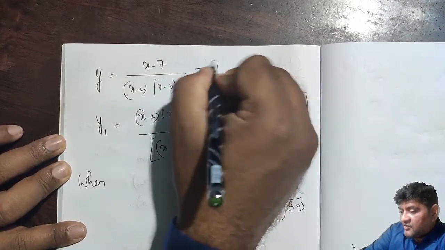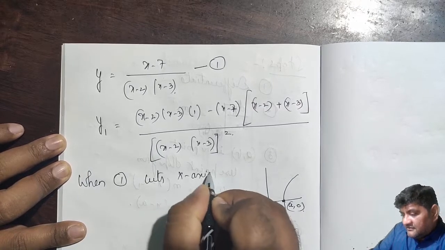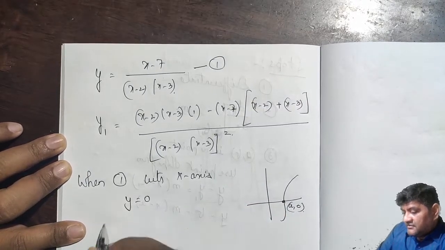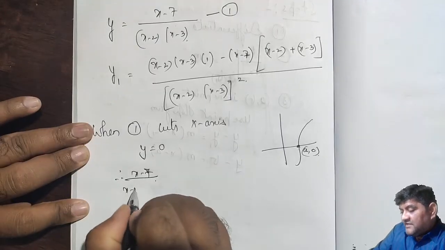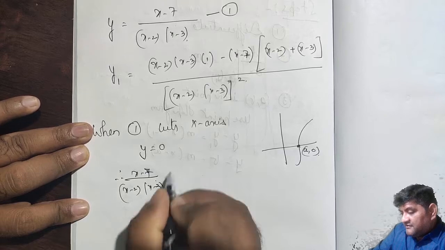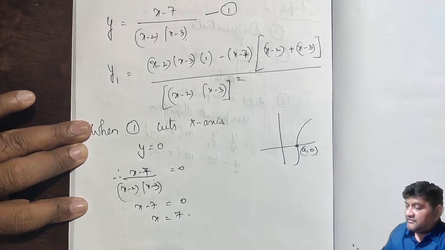when, if I can call this point 1, it cuts the x-axis, y is equal to 0. Therefore, (x minus 7) divided by (x minus 2)(x minus 3) is going to be equal to 0, which means x minus 7 is equal to 0, x is equal to 7.